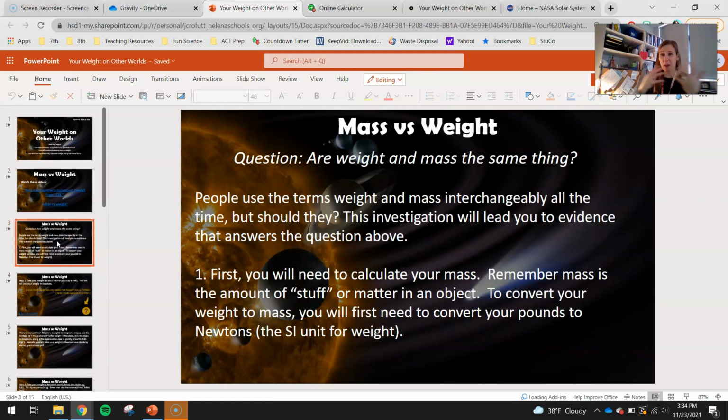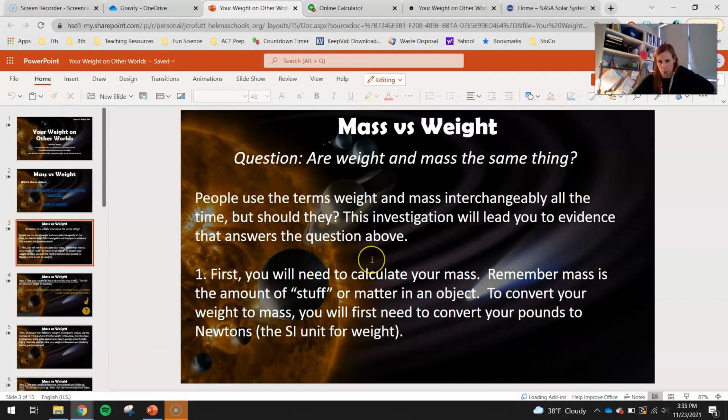Okay, let's talk about all the atoms and molecules that make up you individually. And I'm going to use my weight and my mass as an example for this. Obviously, when you do this, you're going to use your weight and your mass. So question, are weight and mass the same thing? And as you just found out, no, they are not. People use the terms weight and mass interchangeably all the time, but should they? This investigation will lead you to evidence that answers the question above.